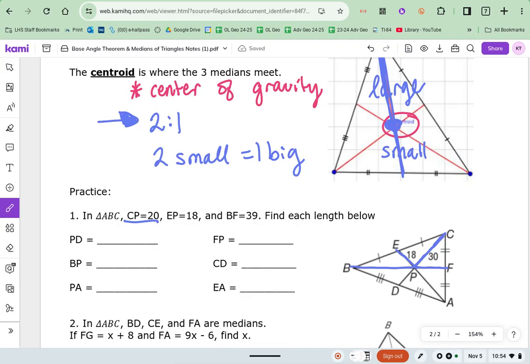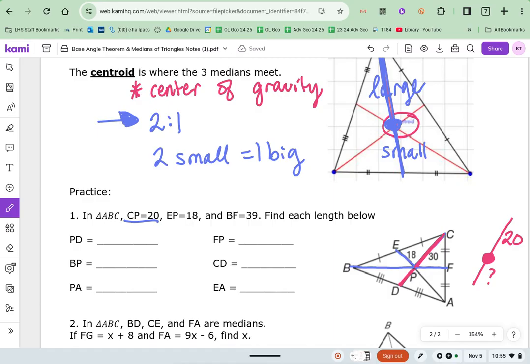All right, so we're looking for the length of PD first. Okay, so PD is right here. PD is a small section, and we were given the big section, CP. So CP is 20. So what's going on is we've got this big section that's 20, then we run into the centroid, and we're looking for this smaller piece. Well, two smaller sections equal the bigger section put together, right?